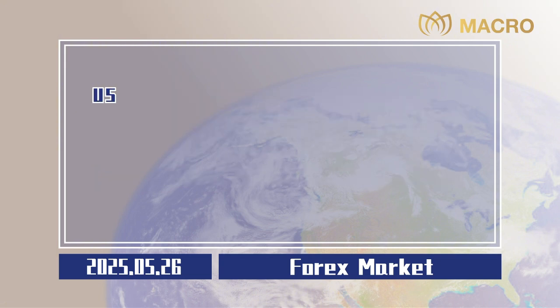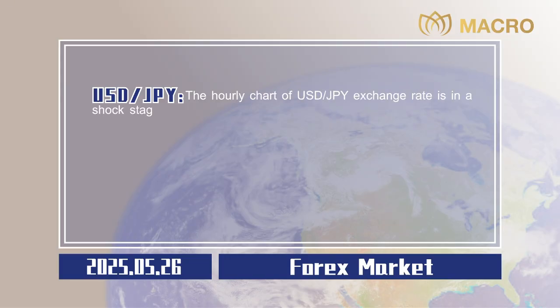US dollar to Japanese yen. The hourly chart of US dollar to Japanese yen exchange rate is in a shock stage. The short period 15-minute chart is in shock, and the shock interval is 142.22 to 143.10.